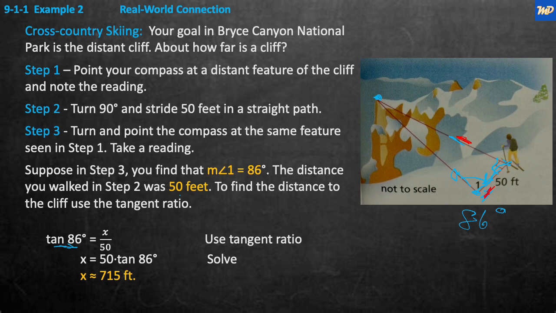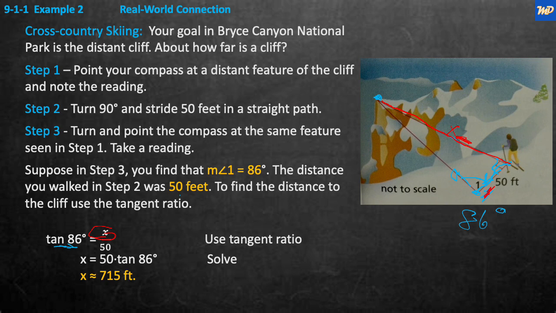We don't know what this length is going across the valley. That's what we're looking for, so we're going to call that x. So we have x divided by 50. There's our ratio, the tangent ratio. So we're using the tangent ratio, and now we're going to solve for x.